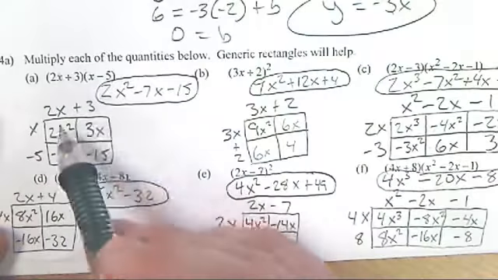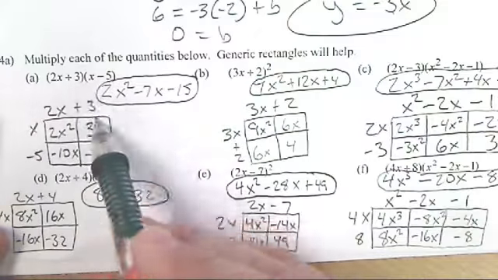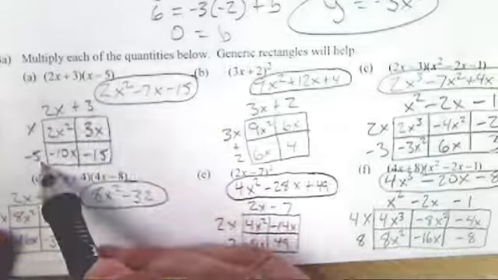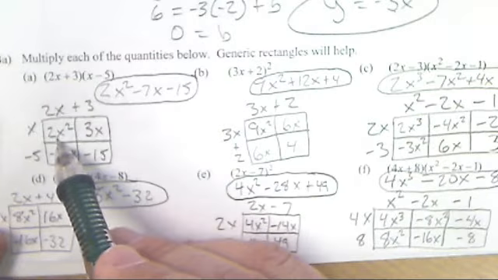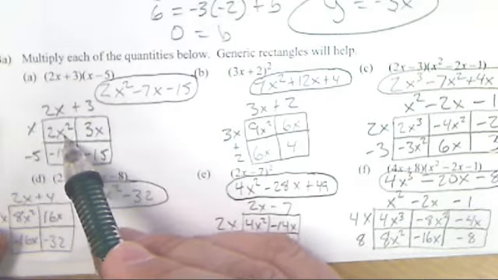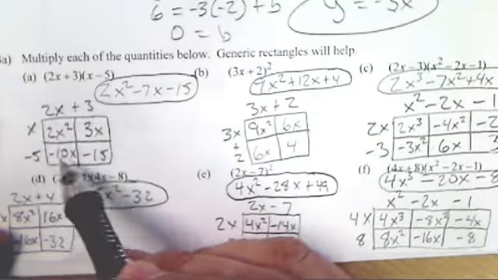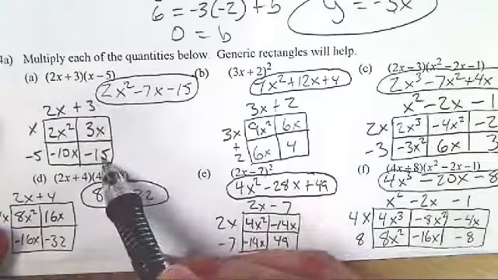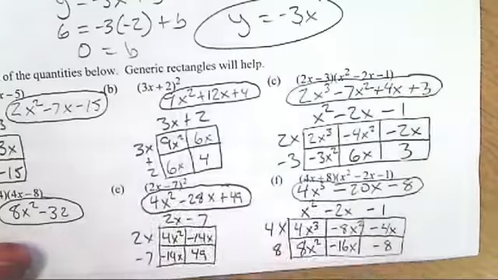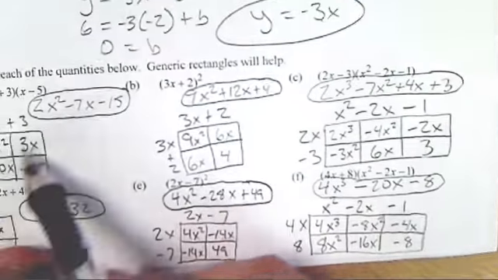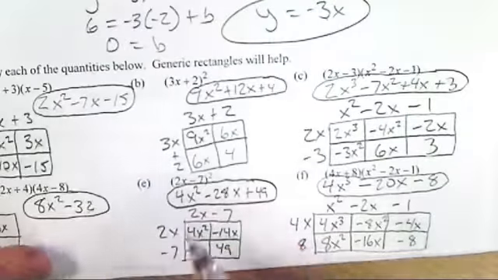Use a generic rectangle. 2x plus 3, x minus 5. Find the area of each one of these. So multiply those together. X times x is x squared. X times 3 is 3x. 2x times -5 is -10x. -15. Combine these like terms. And that's how I got the -7.